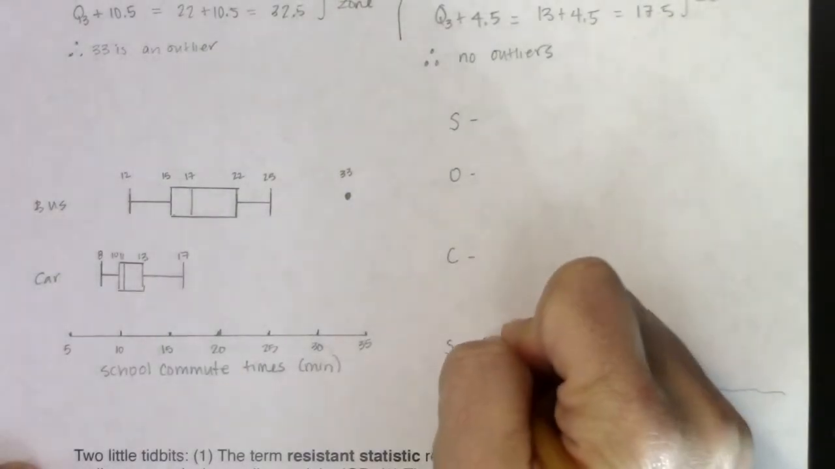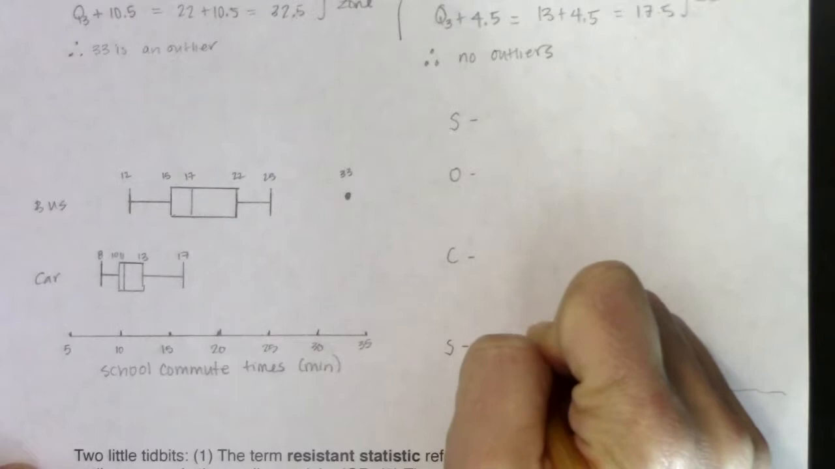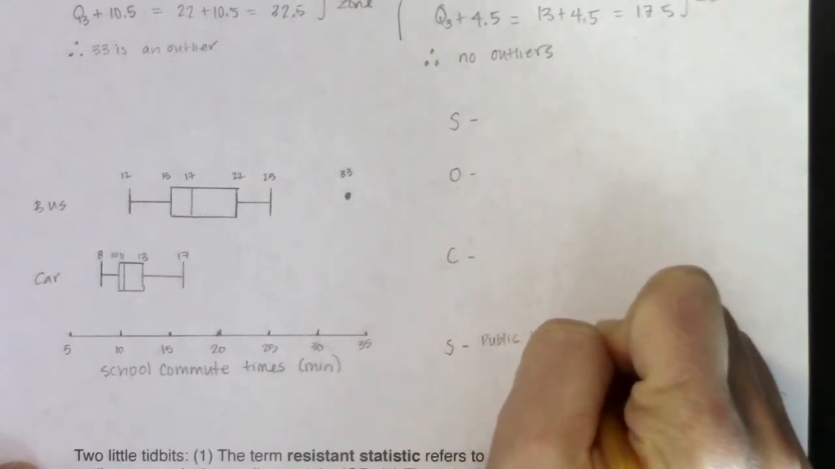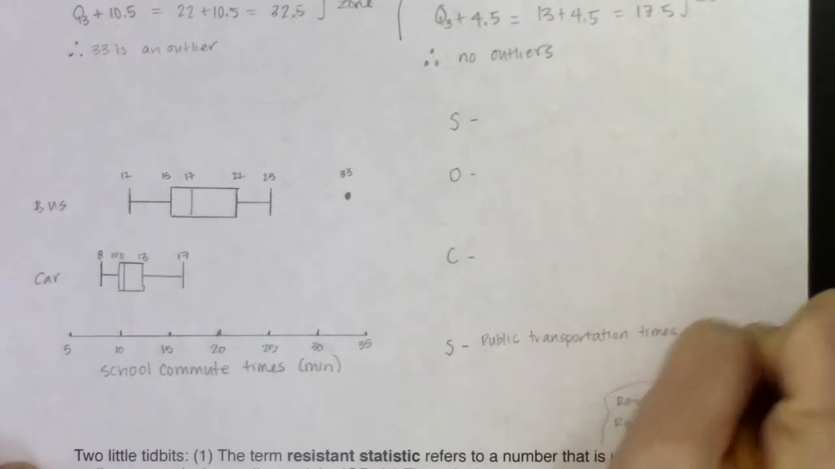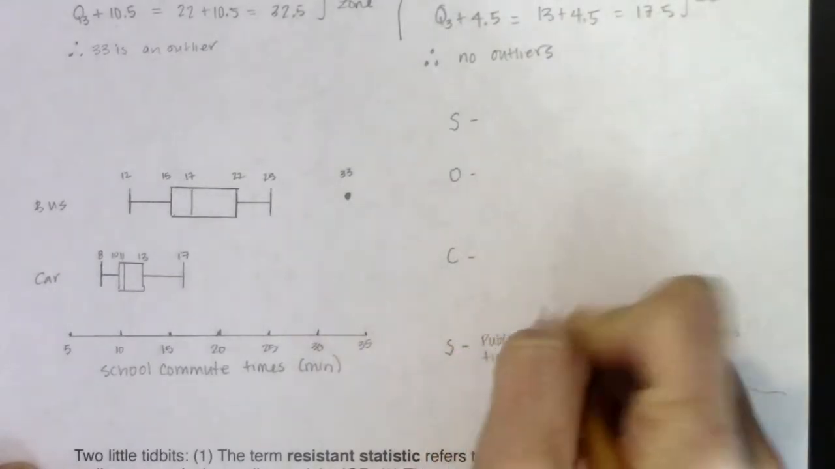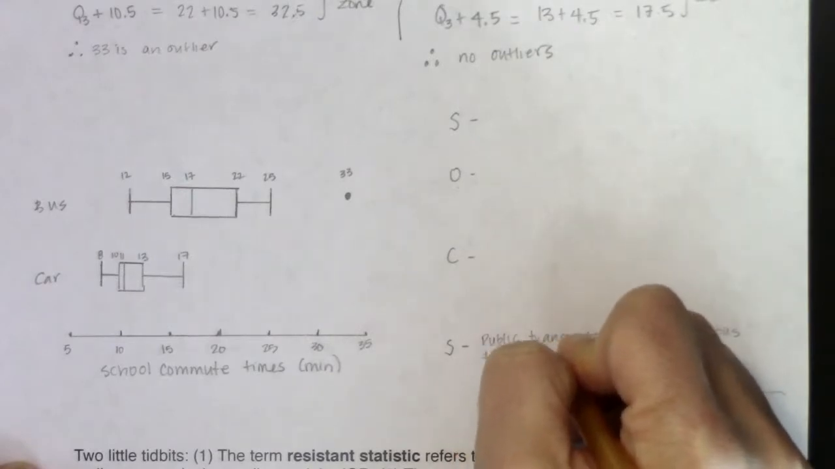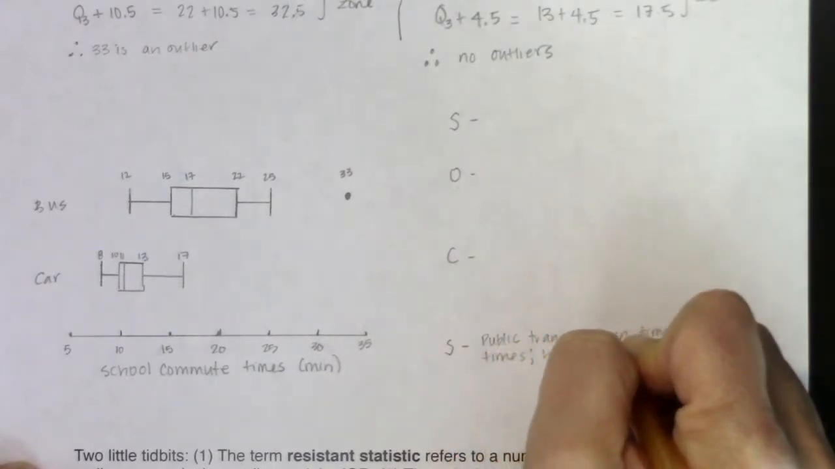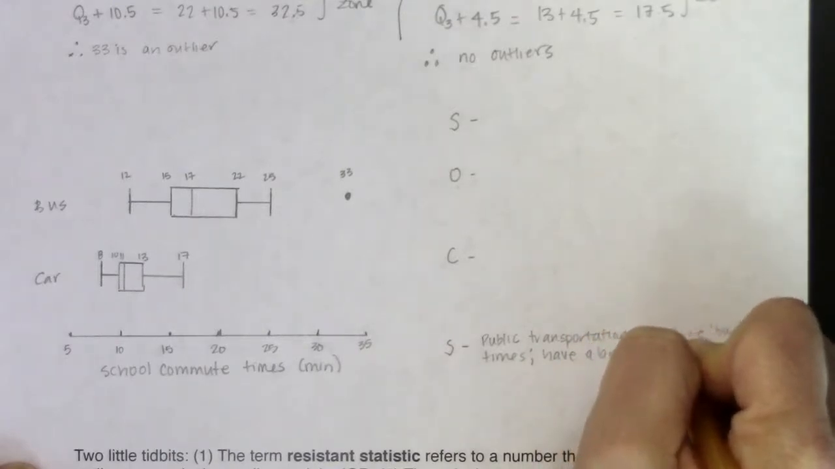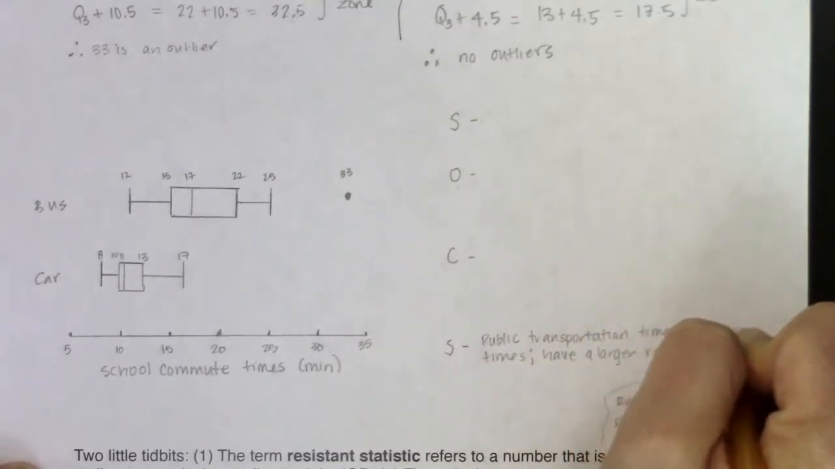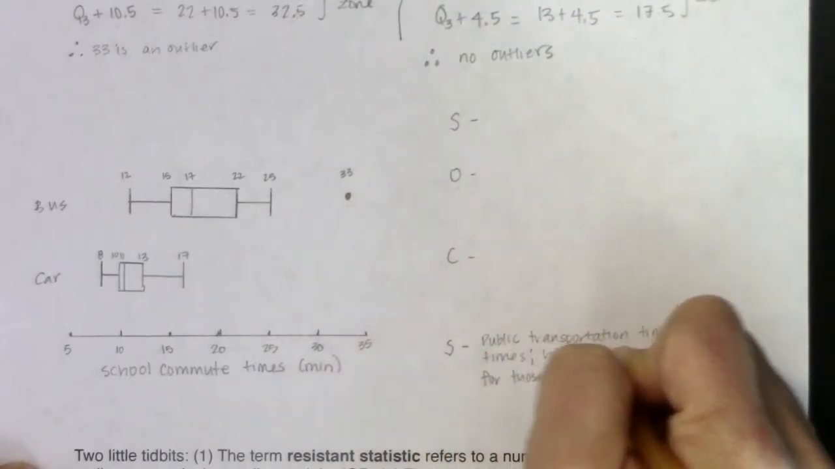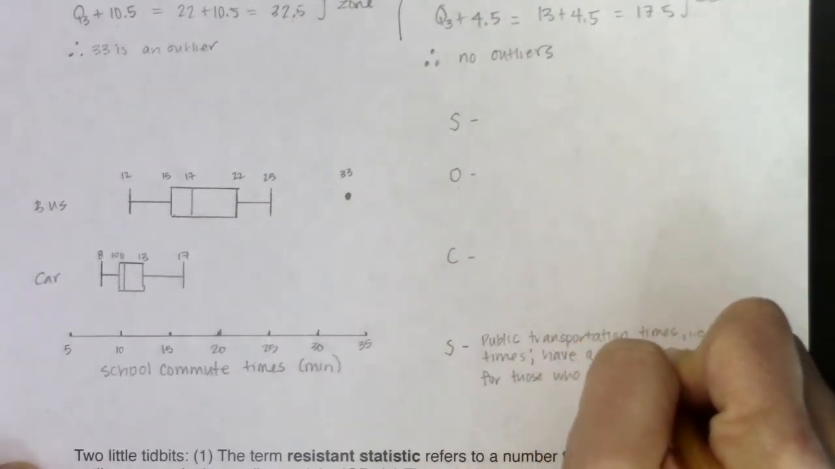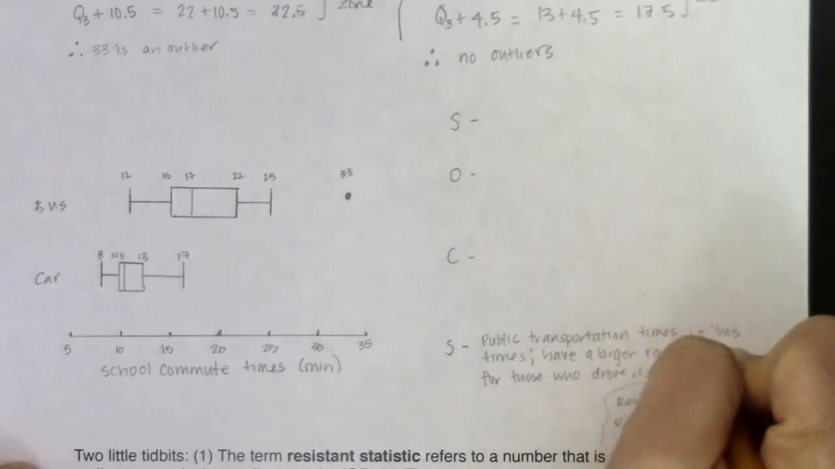So I would say something like public transportation times, i.e. bus times, have a larger range than for those who drove, i.e. the car times. And I'm just putting these IEs here.